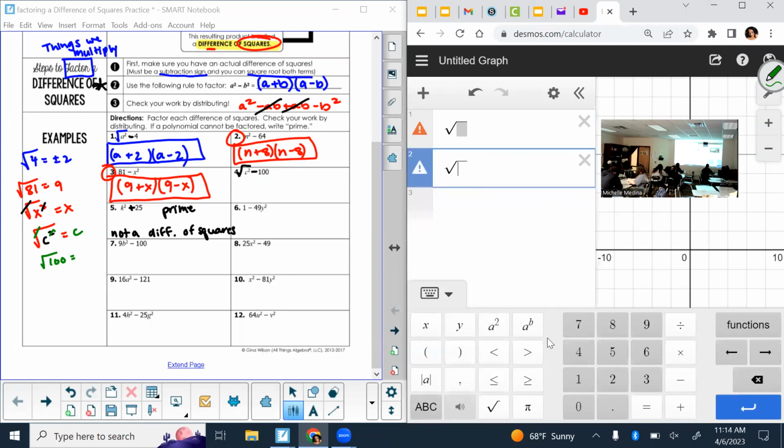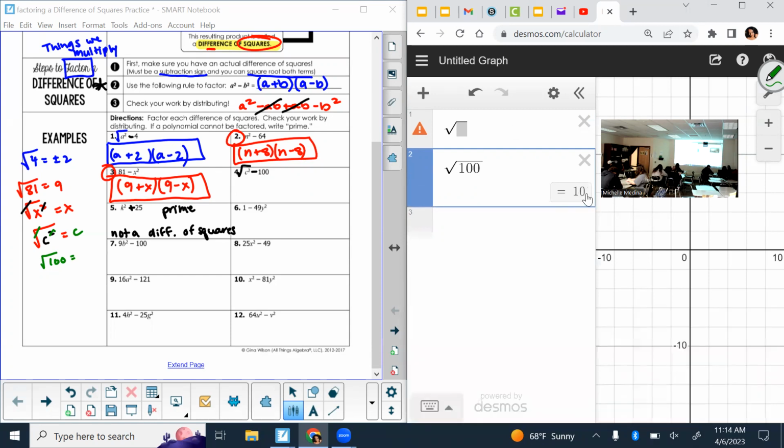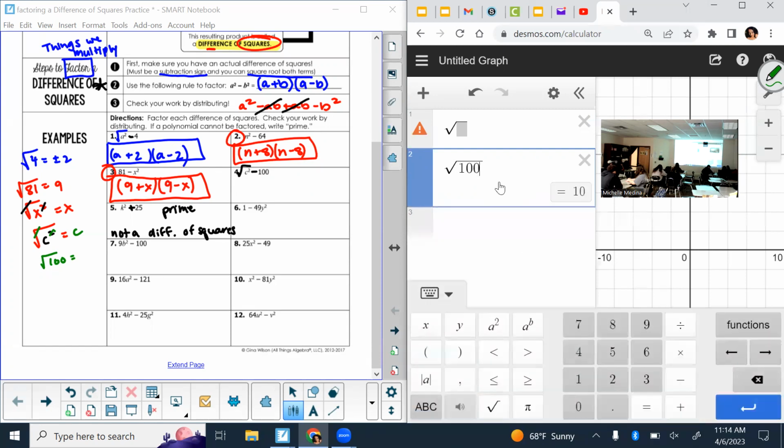Whatever you feel like. Type the number you want to take the square root of, and if it gives me a whole number, then it's a perfect square. If it doesn't, like 10 is not a perfect square because it gives me a decimal. So whatever number you're trying to figure out is a perfect square, type it in under the square root symbol. Questions on that?